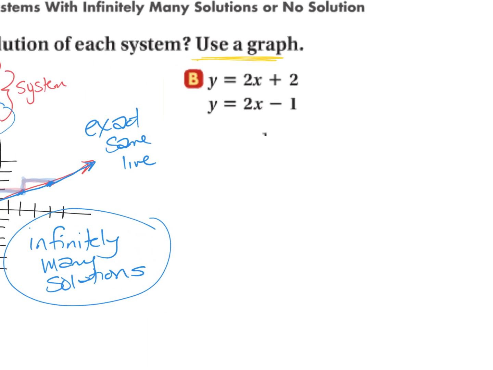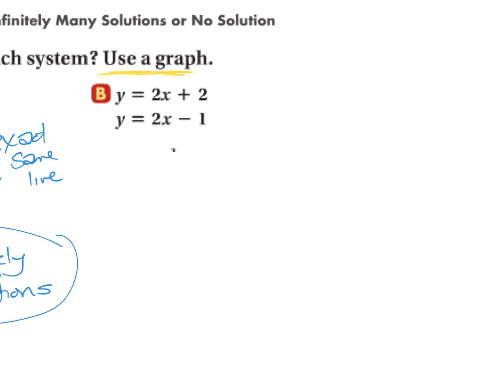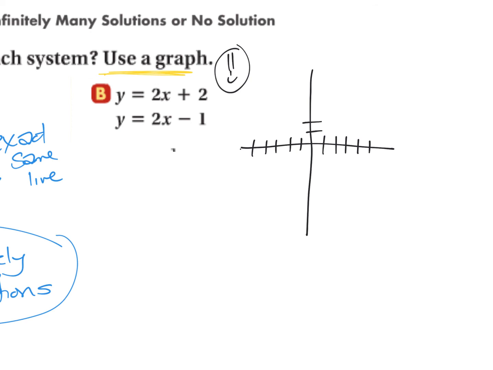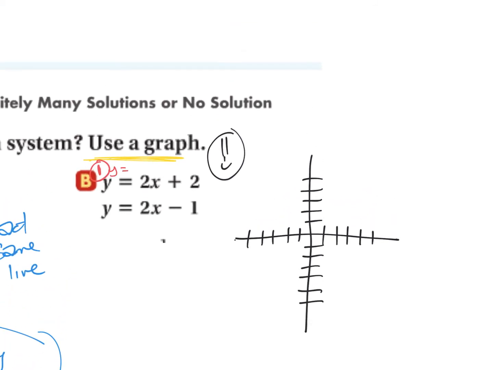Let's take a look at part B. So I'm happy on part B. They're both in y equals mx plus b, so that's nice. We'll go ahead and make a coordinate plane. And just like I did before, I'm going to color code it. So let's do the first one in red. I've got y equals mx plus b. My y-intercept is at positive 2. My slope is positive 2. So we will go up 2 over 1.